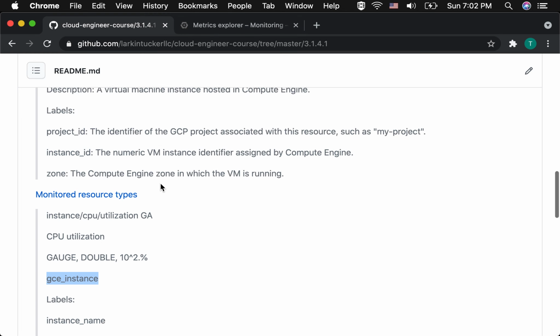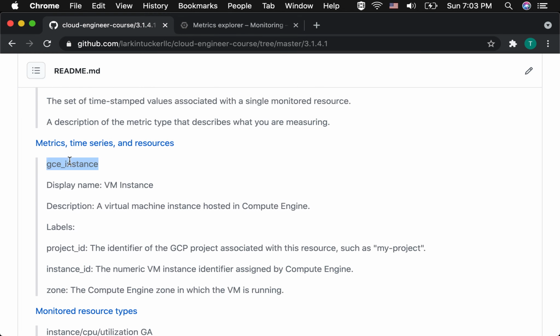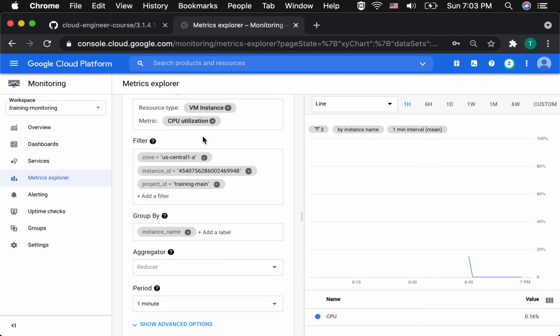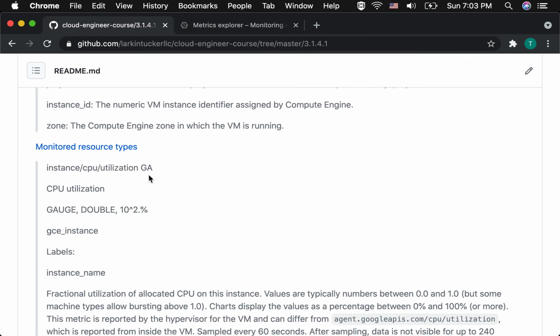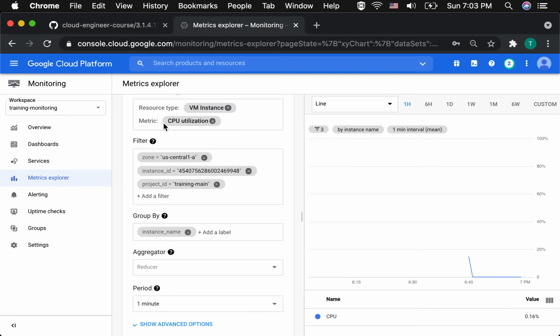That's a GC instance here. And, no, actually that's the wrong one. GC instance is the type here, right? And it's displayed as a VM instance. Well, that's exactly what we see here, VM instance. And the metric is CPU utilization. That is this thing, right? Which displays as this, which is why we see this.